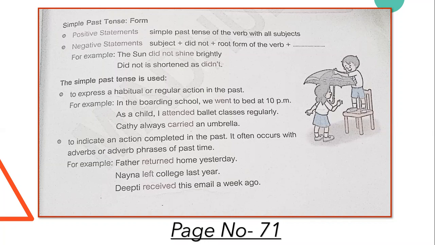Positive statements will be the simple past tense of the word with all the subjects. And the negative statement will be the subject plus did not plus the root form of the word and the rest of the sentence. For example, the sun did not shine brightly. Over here, we can also shorten did not as didn't. The sun didn't shine brightly.